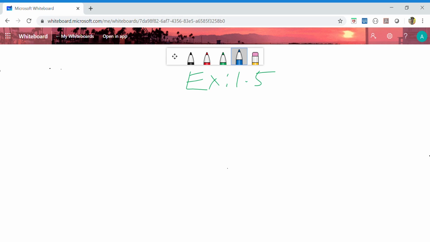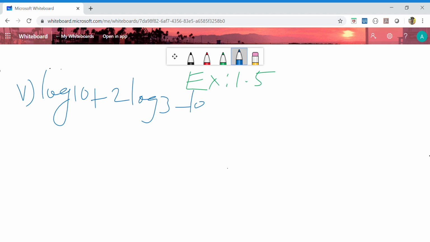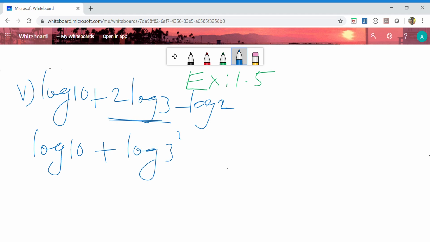Next, fifth bit, log 10 plus 2 log 3 minus log 2. Here first you have to simplify the second term. Here m log a is there, so it can be written as first log 10 plus log 3 square, because m log a is equal to log a to the power of m, minus log 2.